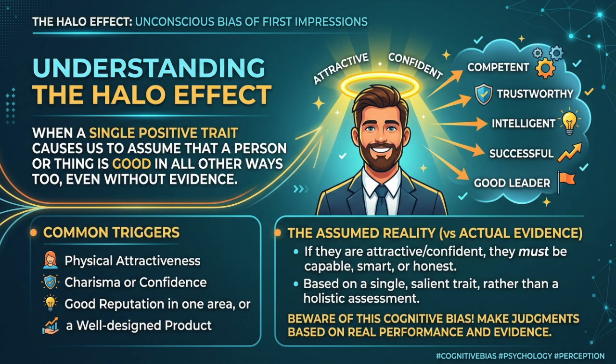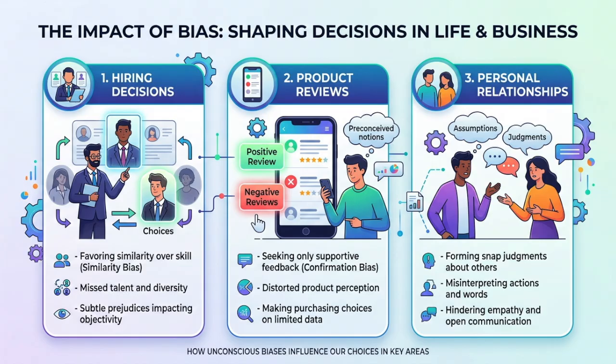The halo effect is next. I like this one. I'm also guilty of this a lot. The halo effect is when a single positive trait causes us to assume that a person or a thing is good in all other ways too. If someone is attractive or confident, we might also assume that they are competent, trustworthy, or intelligent with no other evidence. Nothing. They're attractive or confident. You've got to be smart. This bias influences hiring decisions, product reviews, and personal relationships. Try to evaluate people and things in each specific quality rather than letting one impression color everything.